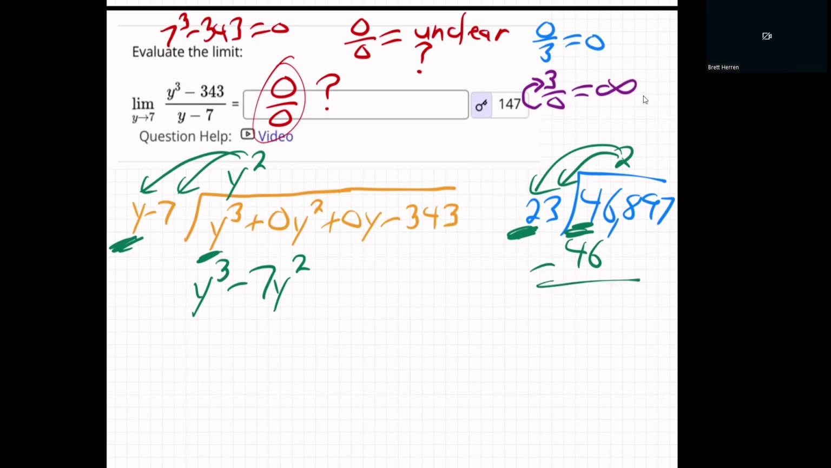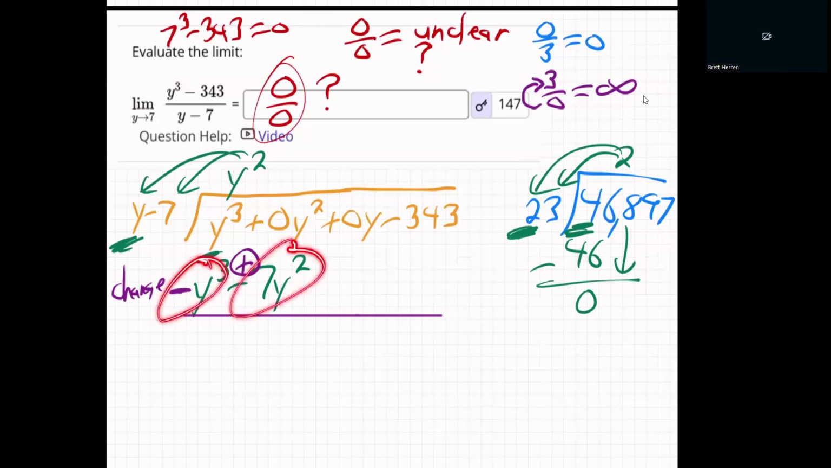Well, now you got to subtract 0 remainder and then bring down the other stuff. Well, we got to do the same thing here. We got to subtract. Now, to subtract polynomials, though, the easiest thing to do would be to change the signs because subtracting is effectively changing the signs. So I'm going to change the sign. So make that a negative and then make that a positive because you're subtracting all of it. You're subtracting the y cubed and the minus 7y squared.